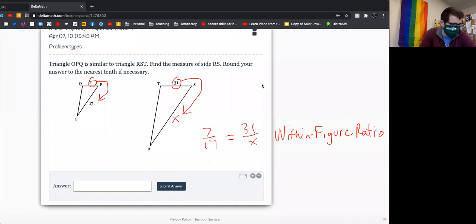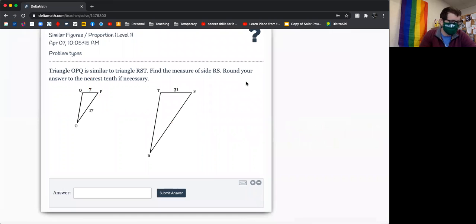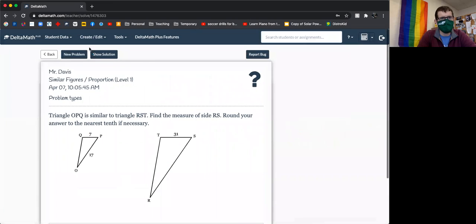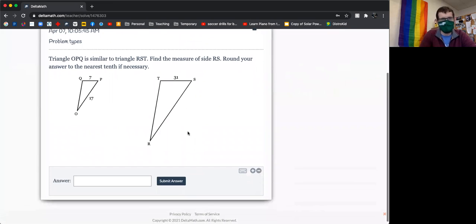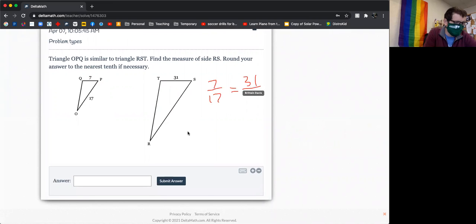Okay. So let's look, that's the only level 1 type problem that you need to see. And you'll have 3 of those. And I think you'll probably be able to get those done. And if you run into problems, well, wait, I wanted to actually solve this. I forgot what we were doing. So if 7 over 17 equals 31 over x, and here's our unknown, and it tells us right here to find the side RS, so that's where we've got it.